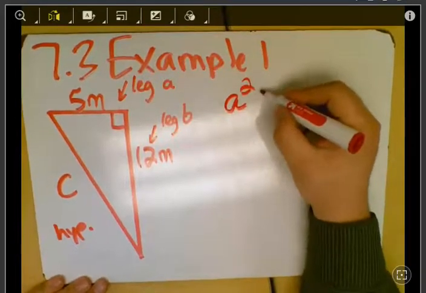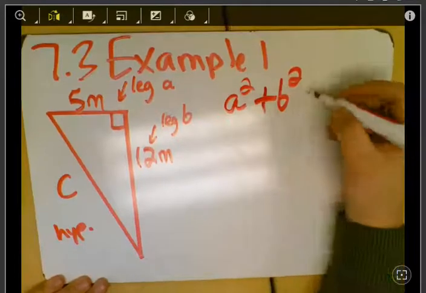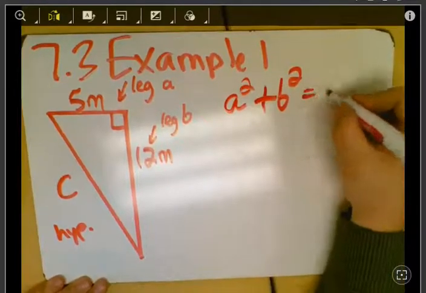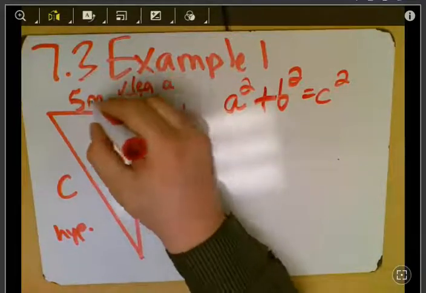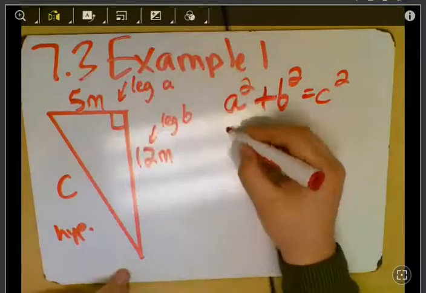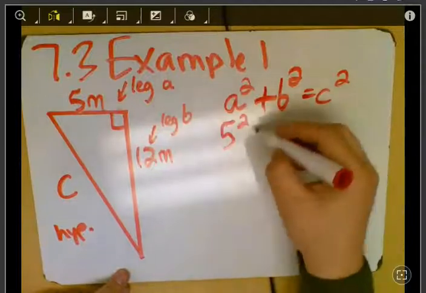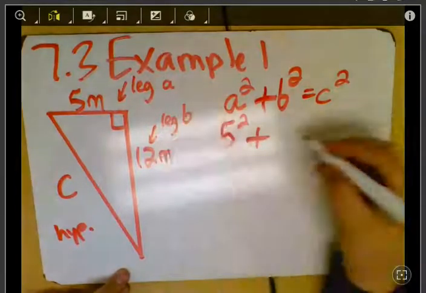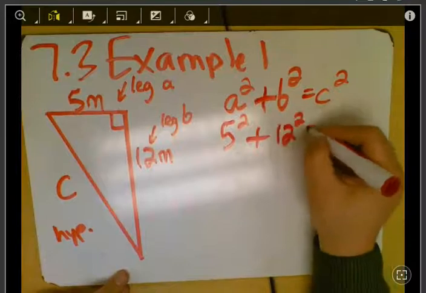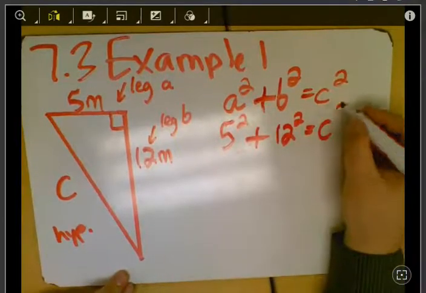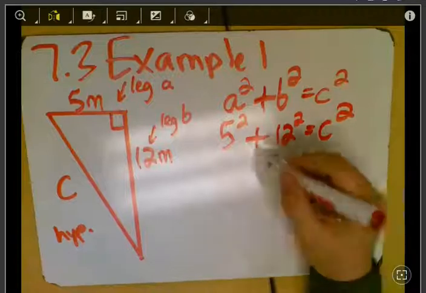A squared plus b squared equals c squared is what it says. It's located on the previous page, but you could also pull out your book. And what that means is this side, leg A here, 5 squared, plus leg B here, the length of leg B, 12 squared, equals c squared. And we don't know what c squared is. That's what we're trying to figure out through this exercise.